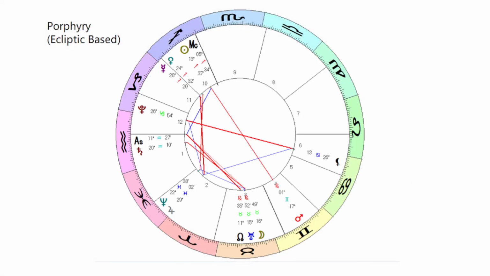Okay, so here we have Porphyry, which is also ecliptic based. It's ecliptic based because, just like equal house system, it uses the natal cross to divide the houses. However, unlike equal house system, which doesn't use the midheaven or the IC as a point to divide the houses, Porphyry does. So this is a quadrant house system.